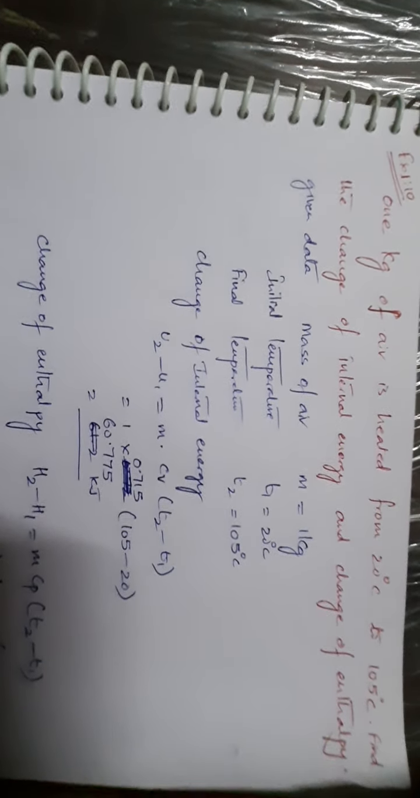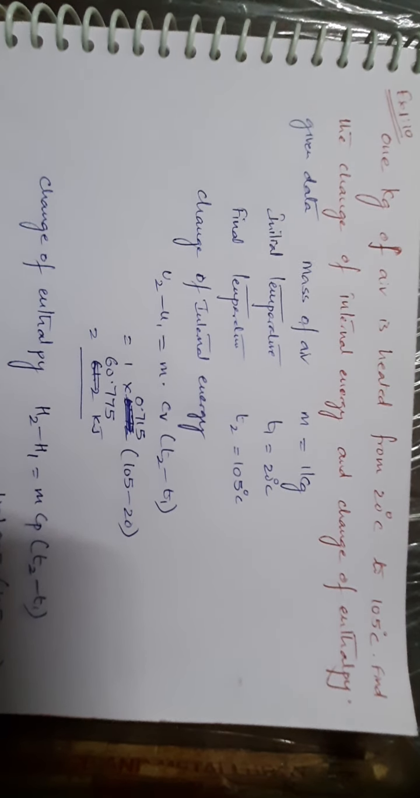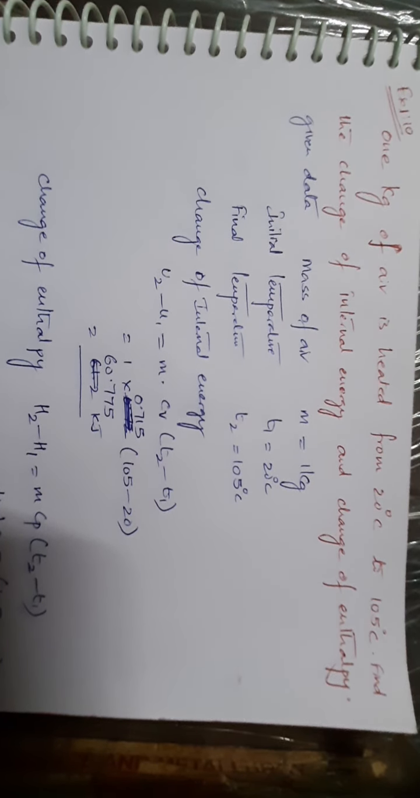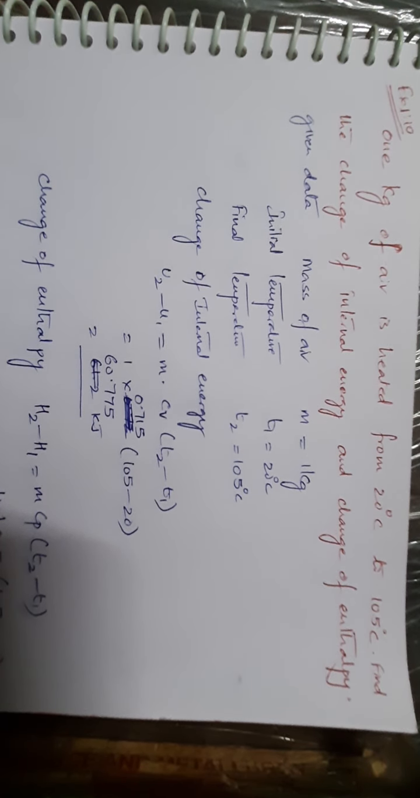This is one problem. Read the problem carefully. 1 kg of air is heated from 20 degrees centigrade to 105 degrees centigrade. Find the change in internal energy and change in enthalpy. In the previous class we discussed what internal energy and enthalpy are. So first read the problem carefully and list out the data first.